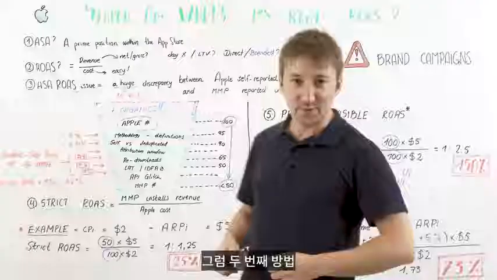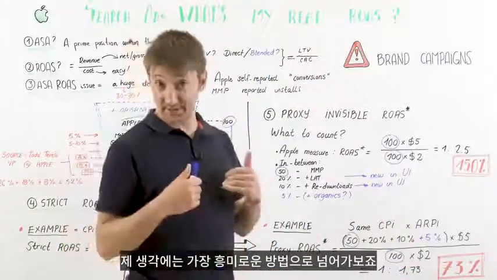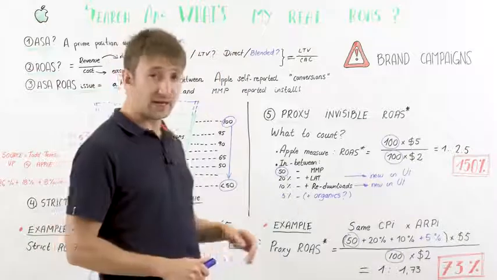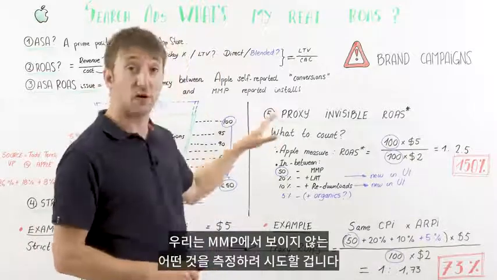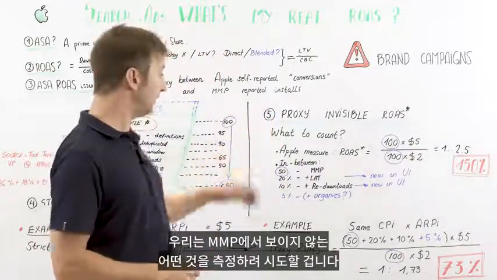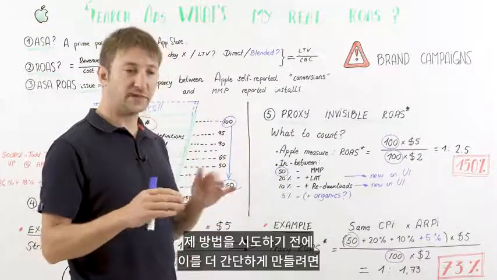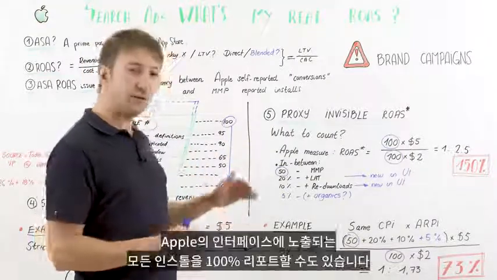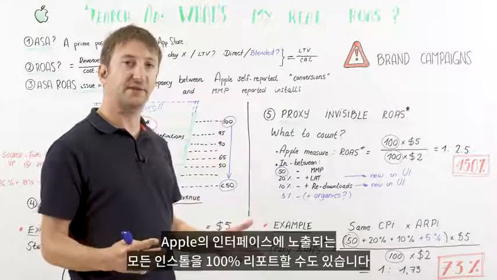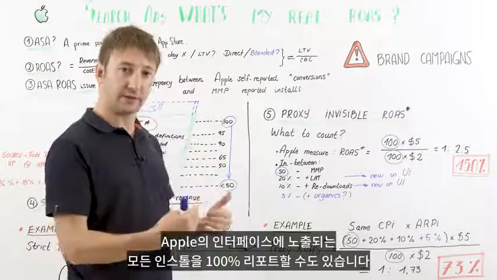So let's get to the second part of the board, actually the most interesting in my opinion. We're going to try to measure what's actually invisible in your MMP. But before I get to my own method, you could decide to make it simpler and report on 100% of the installs that Apple is telling you in the interface.